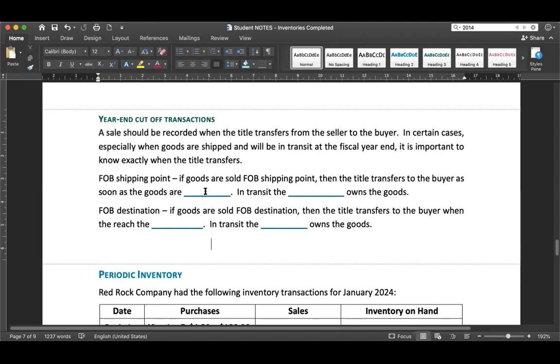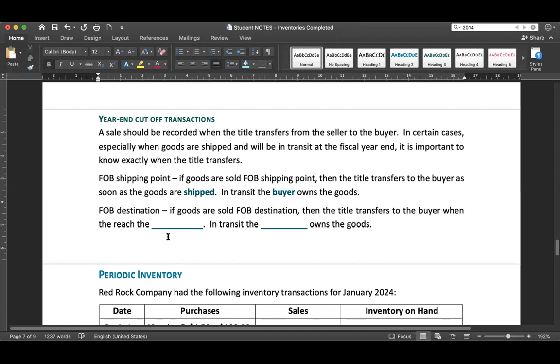When it's FOB shipping point, it means that at the point of shipment, usually on the dock of the seller, the title, the owner of the goods, goes from the seller to the buyer as soon as the goods are shipped. All right, so FedEx is coming to pick up some goods, and if it's FOB shipping point, then as soon as FedEx picks up the goods, they belong to the customer or the buyer in that transaction. So during transit, the buyer owns the goods.